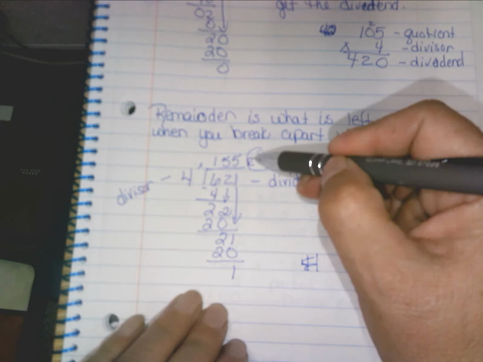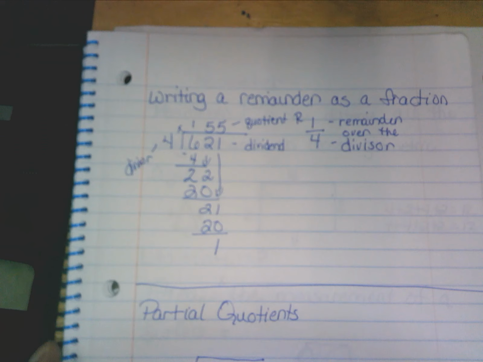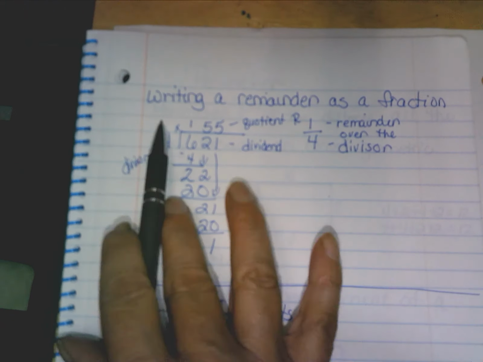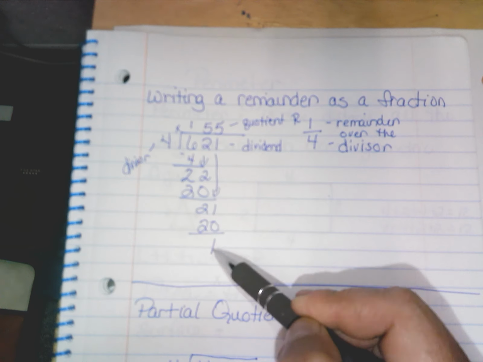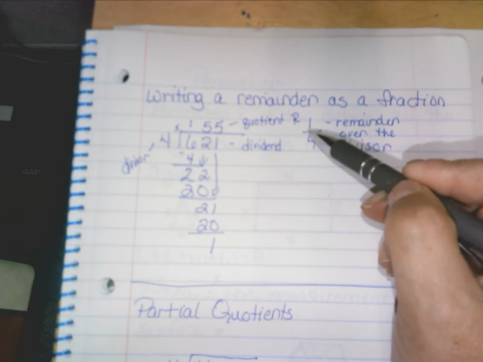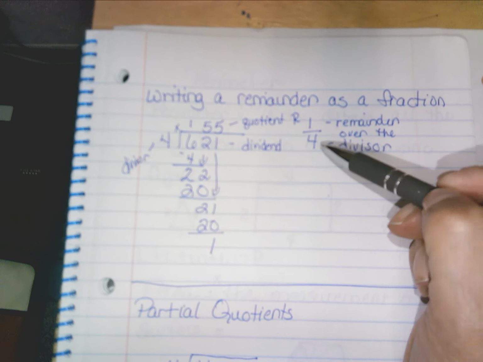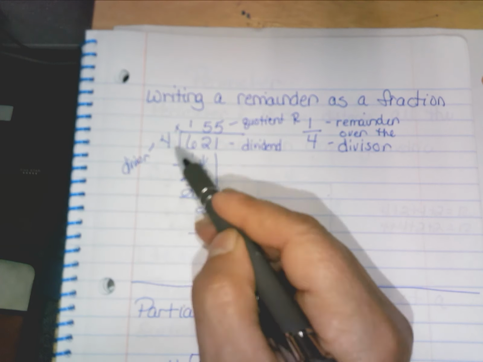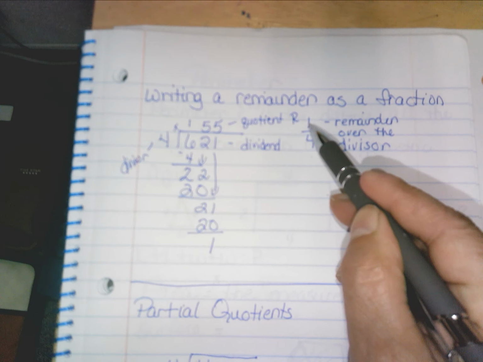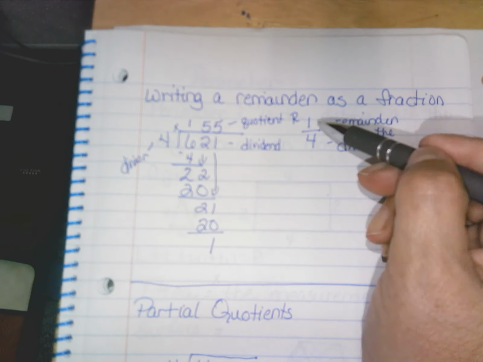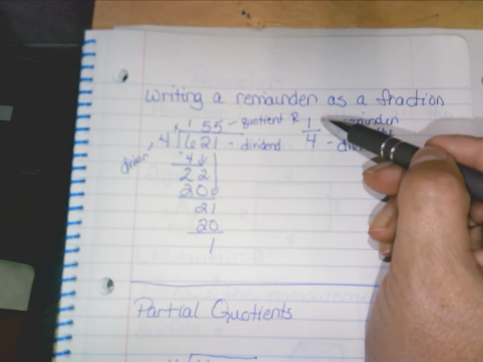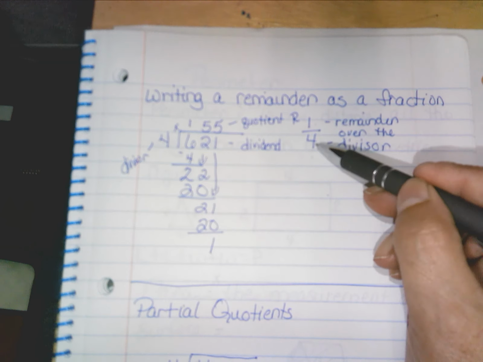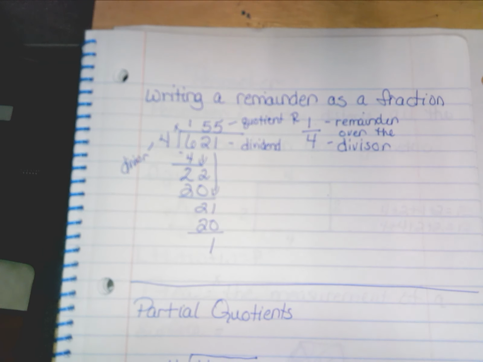This is when you write it as a remainder. Sometimes you will write it as a fraction. If I'm writing it as a fraction, I do the same problem. Here's my leftover, but I have 1 out of 4 groups. Then I put it over how many groups I broke it into. 1 out of 4. So my remainder is my numerator, and my 4 is my denominator.